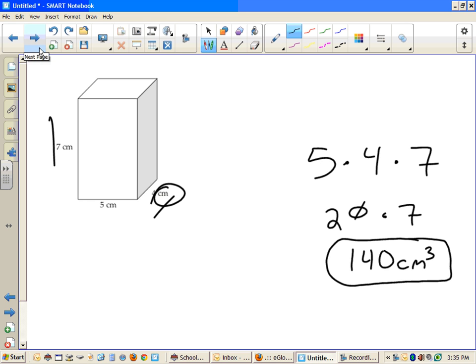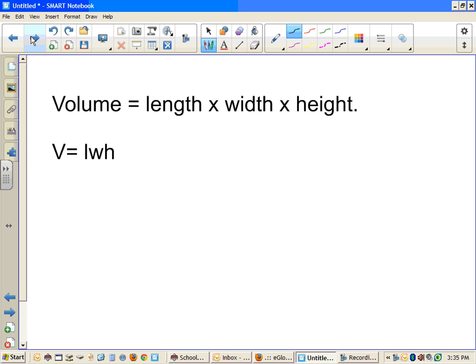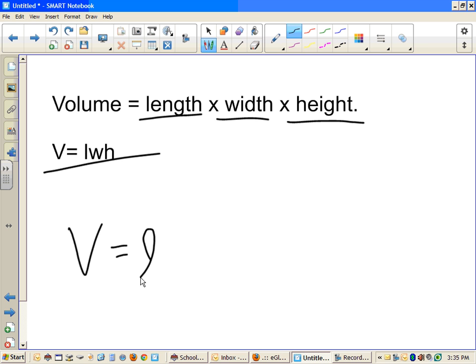Moving on. So what we found out is volume is just the length times the width times the height. Usually the L is written as a fancy L. Length times width times height. That's it.